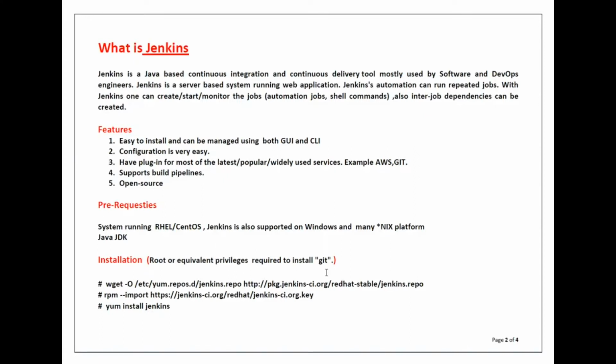Jenkins has plugins for most of the latest popular and widely used services, for example AWS and Git. After that, Jenkins supports build pipelines. A build pipeline means you can create a pipeline, let's say to manage or create Amazon instances and so on. So multiple things can be done using Jenkins and different plugins. Next, Jenkins is open source, so that's again a beneficial feature.